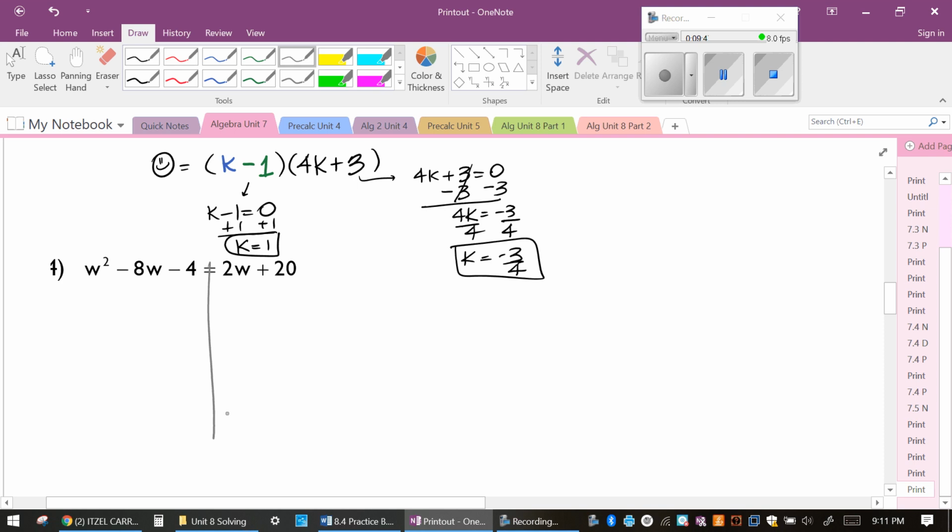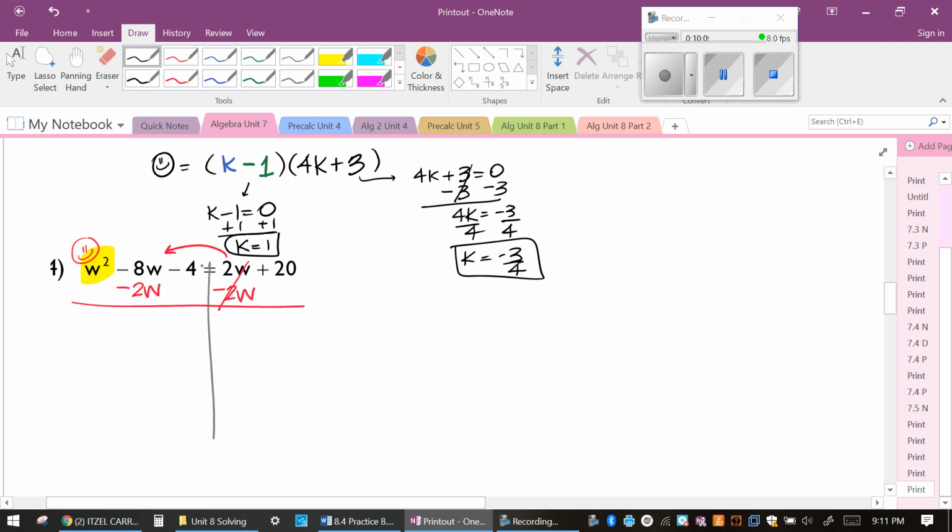Okay, in the next problem, I'm going to look at the quadratic term. There's no other quadratic term. I already have a positive quadratic term, so that means I'm going to keep it there. That means that everything on the right side needs to move to the left. Remember, you always want to keep your quadratic term positive.